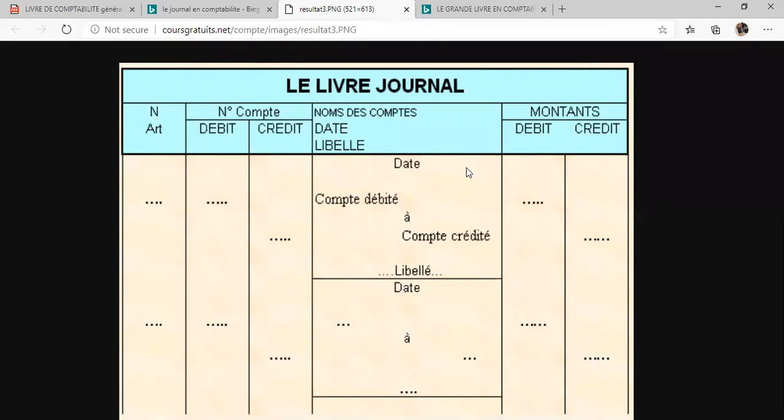According to the figure I had sent you earlier in the group, the journal is one of the major books of accounting that you are going to learn. So it is obligatoire. You cannot skip it and write other things.